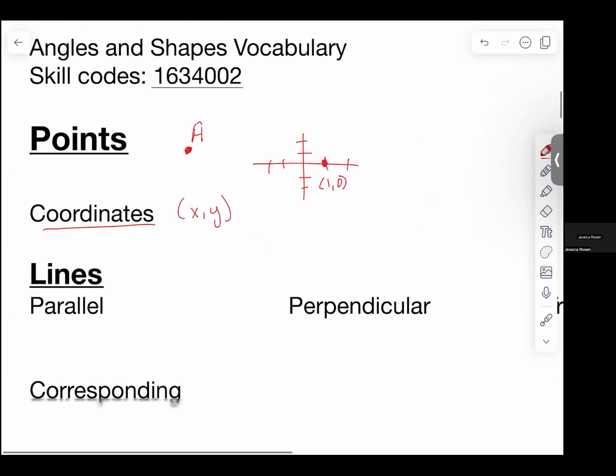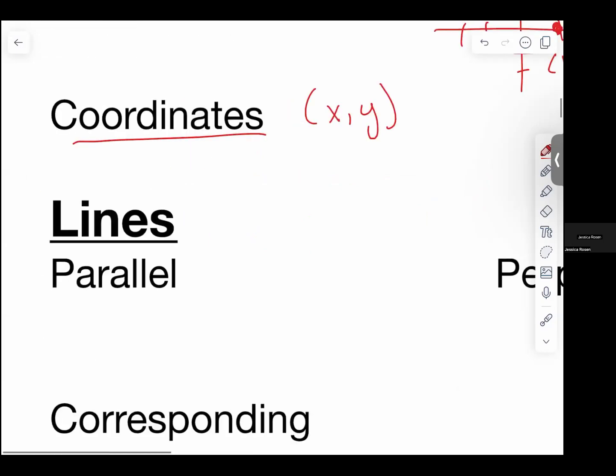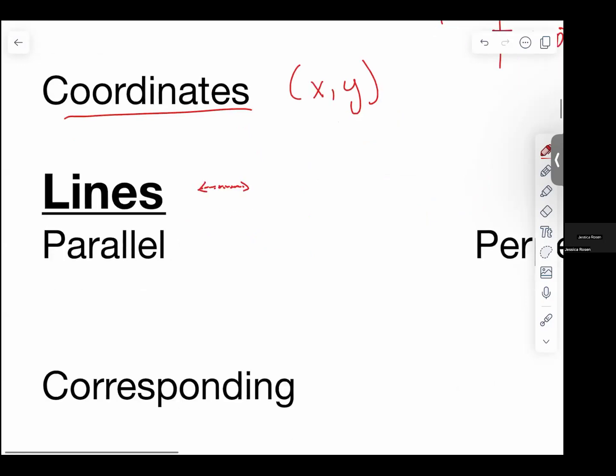So today on the Get More Math, it's going to go over all these vocabulary terms. So a point can also be identified by a coordinate. And then let's look at lines. So again, lines are going to be a bunch of points put together. We've gone over that with arrows on both ends, but there's different types of lines that we can have.